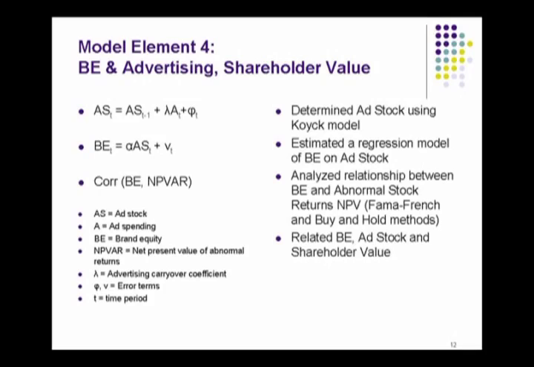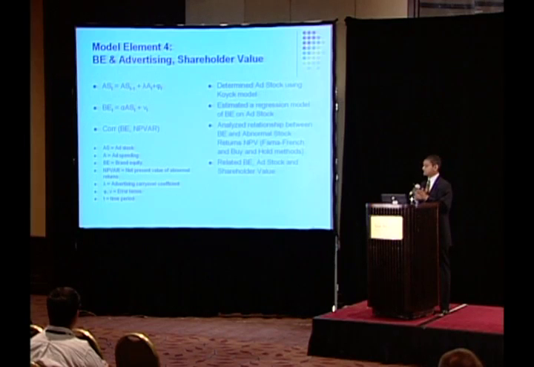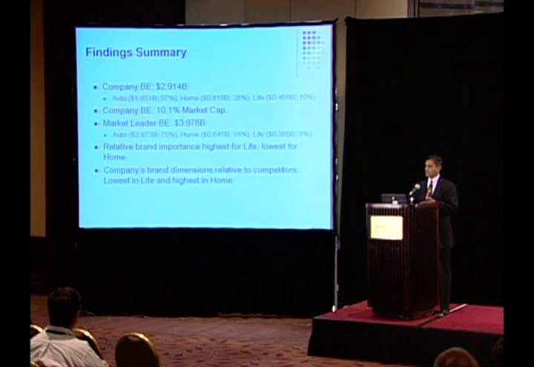And finally, brand equity being our proposed link between advertising and shareholder value, we try to find the correlation of brand equity that we estimated with the abnormal returns, the net present value, using the Fama, French, and buy and hold models. And this is the fourth step in the modeling element. And here are some key empirical findings that Allstate had.